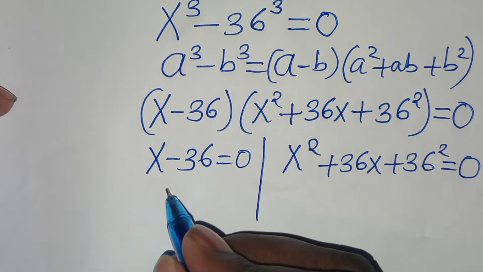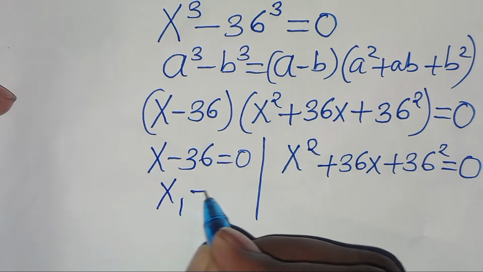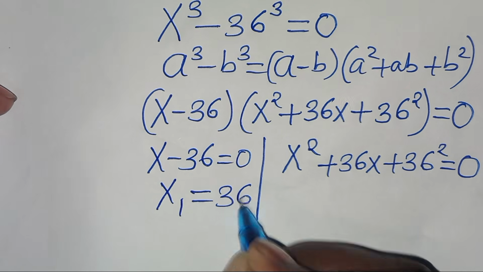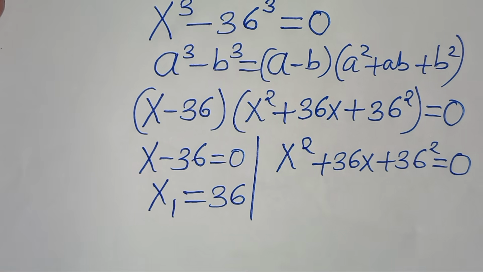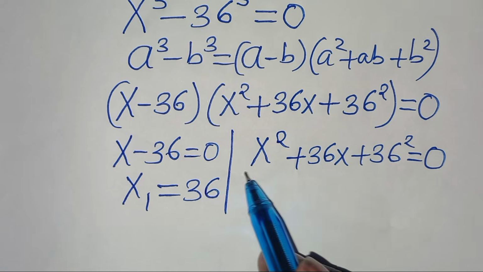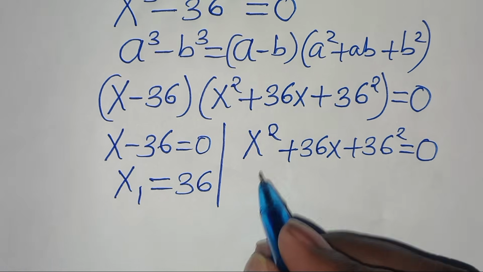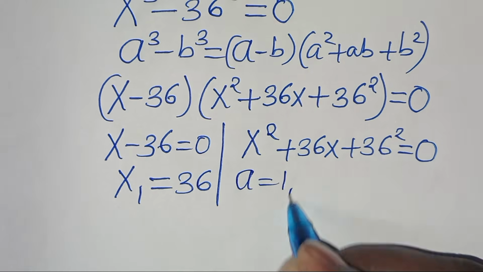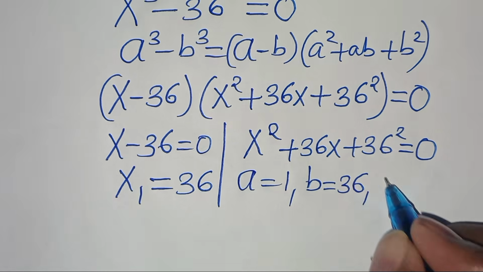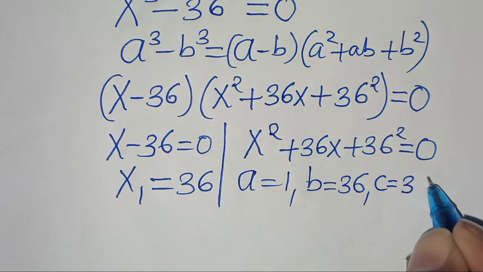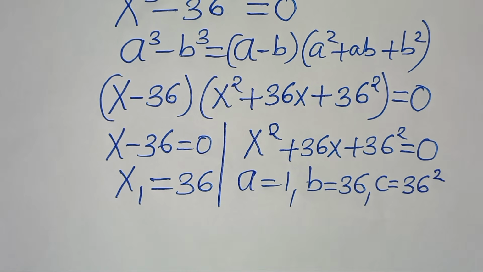Now, we have the first real solution here, which is 36. x1 is equal to 36. This is a real solution here. The second part, we have a quadratic equation where we have a is equal to 1, b is equal to 36, and c, this is equal to 36 to the power of 2.